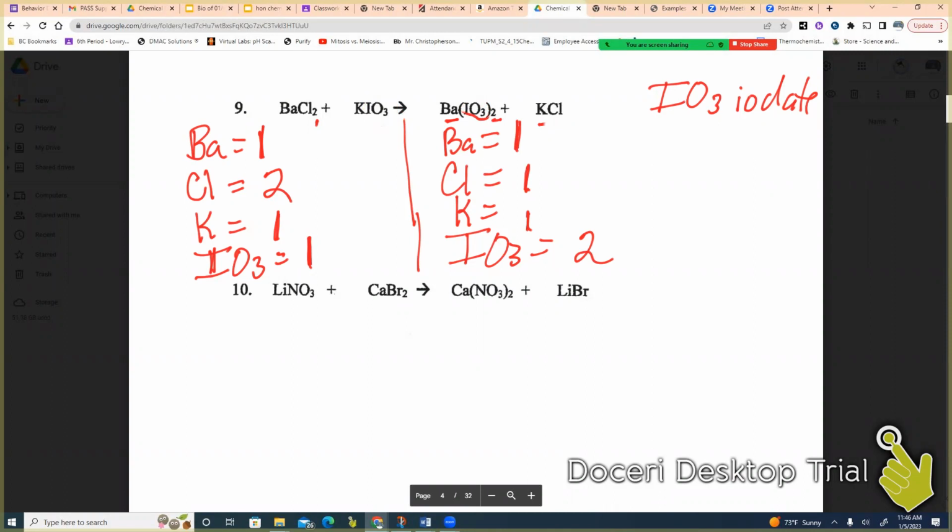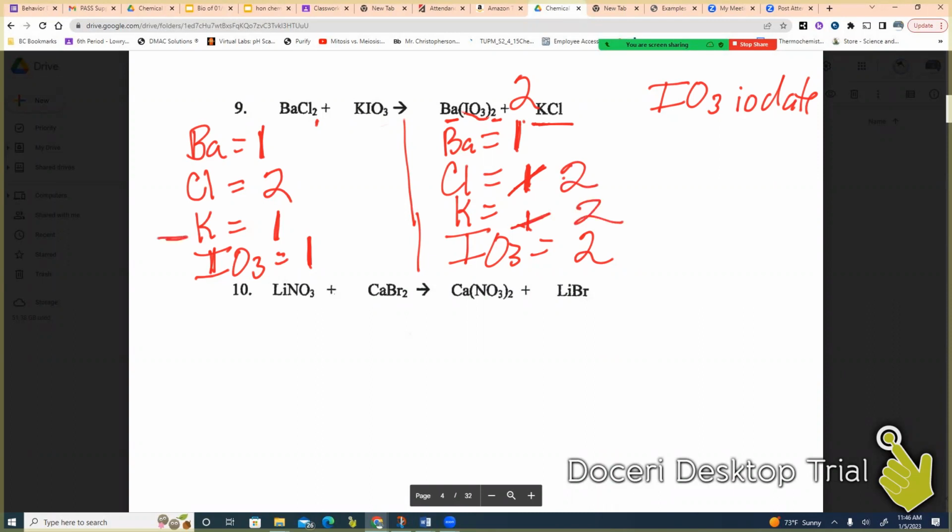See where we're at. So barium looks good, but my chlorine is off. I have 2 on my reactant side, only 1 here. So I need to put a what in front of my potassium chloride? A 2. So that changed my chlorine, which I wanted. And it also changed my potassium.